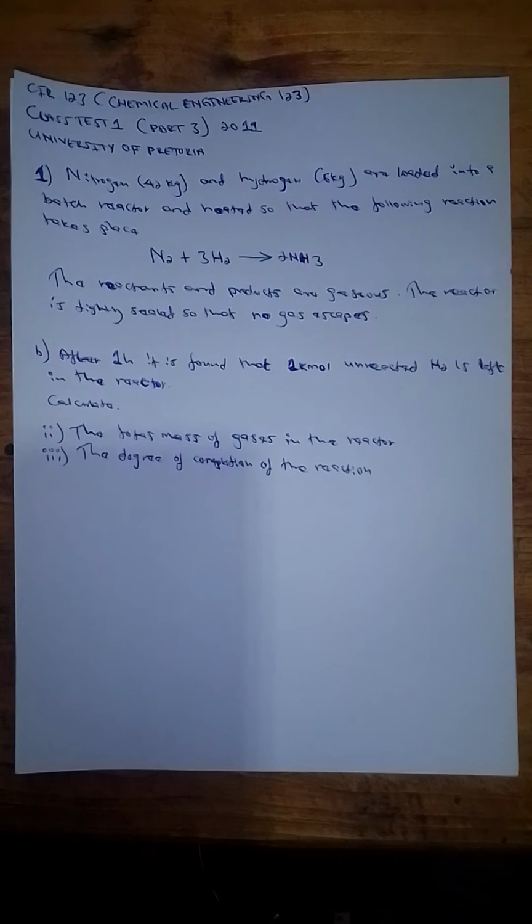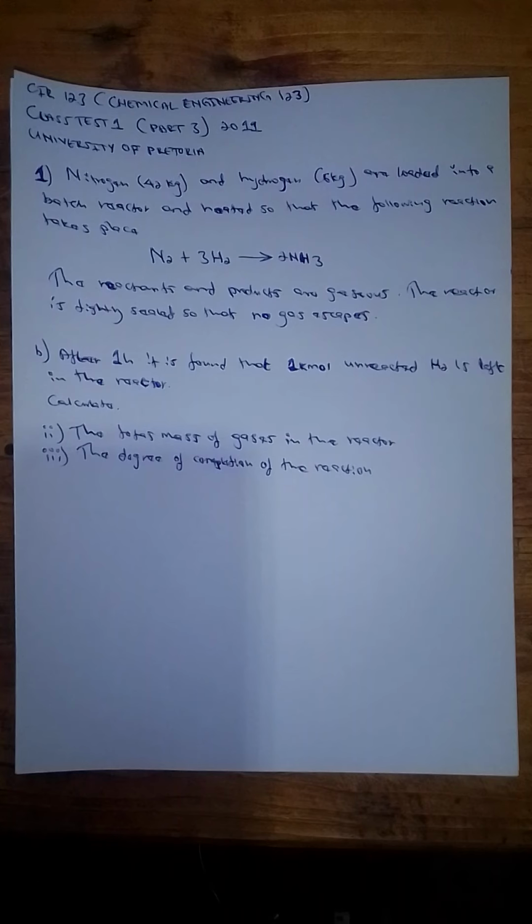Today we continue with class test 1 of 2011. We're looking at part 3, which is the last part of question 1 of this class test. It says that nitrogen, which is 42 kilograms, and hydrogen, which is 6 kilograms, are loaded into a batch reactor and heated so that the following reaction takes place: N2 plus 3H2 equals 2NH3. Now it goes further to give the information that the reactants and products are gaseous, and the reactor is tightly sealed so that no gas escapes.